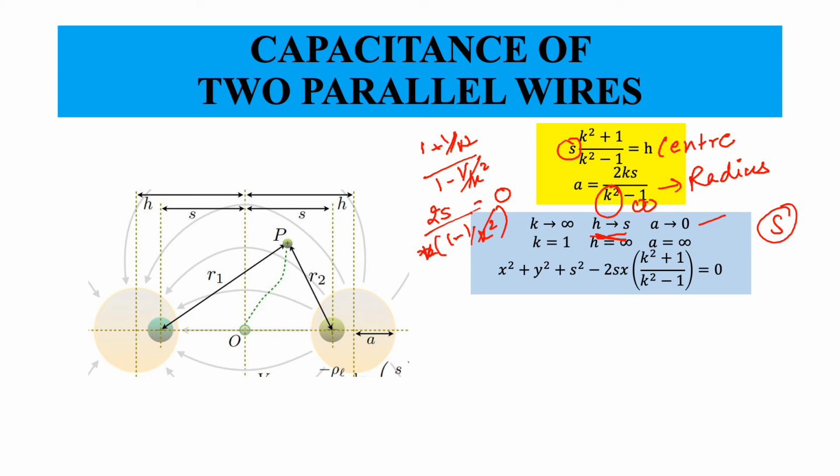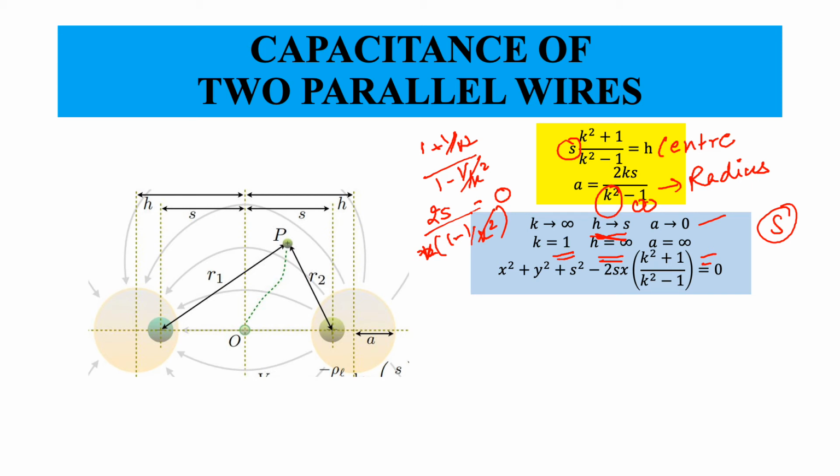Consider what happens when k equals 1. When k is equal to 1, we immediately find that h equals infinity. So the radius of the circle would also be infinity by these two equations again.